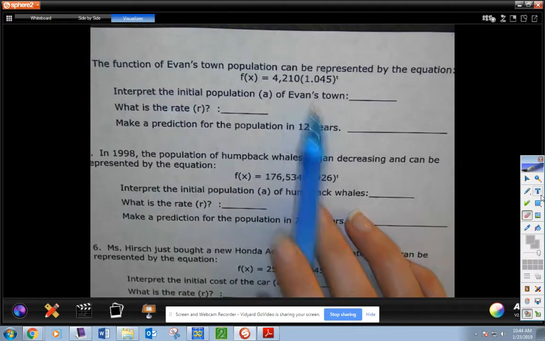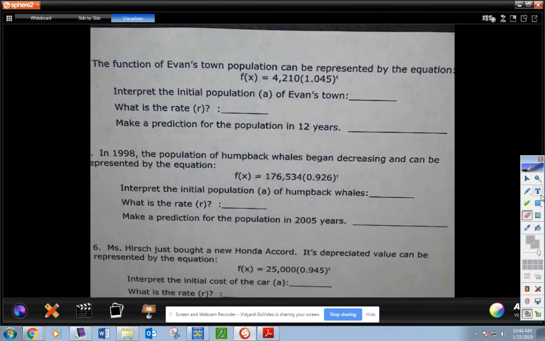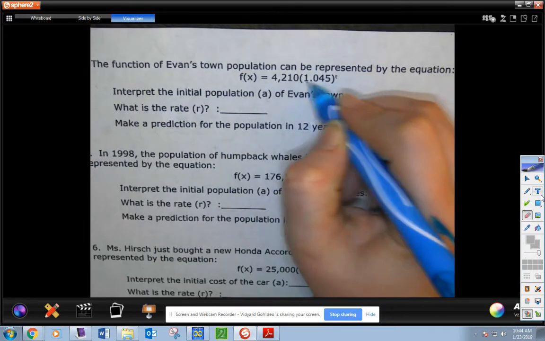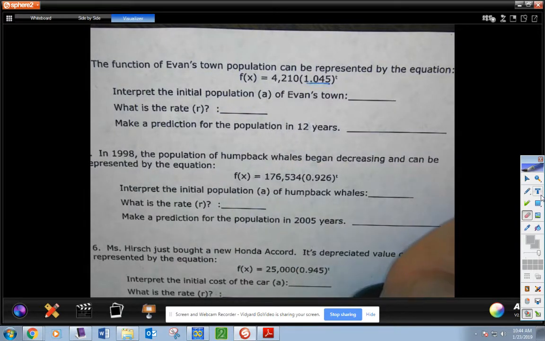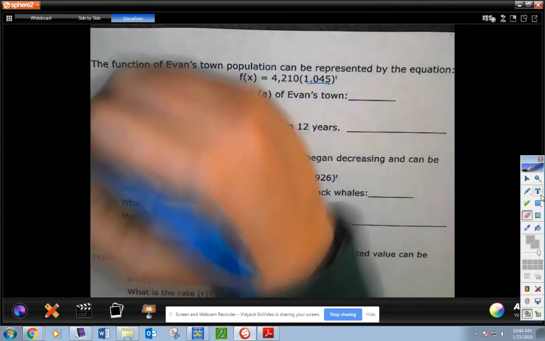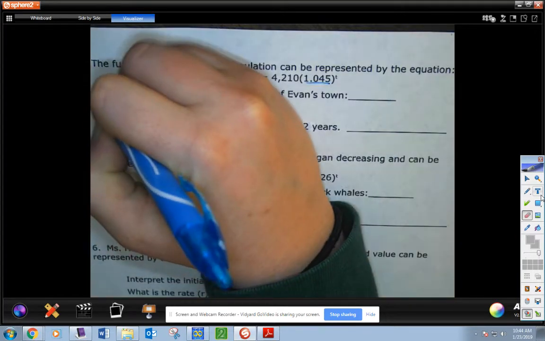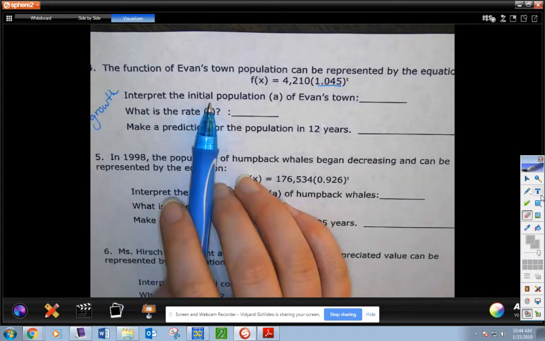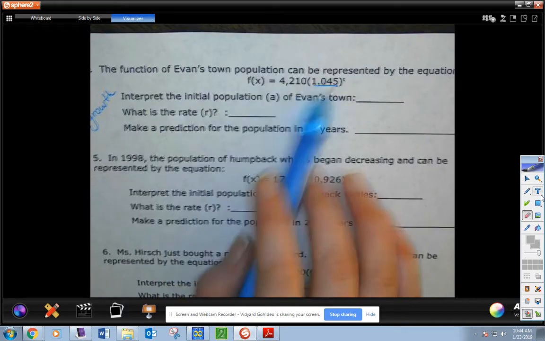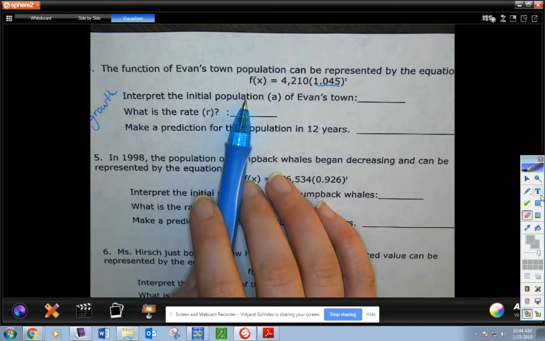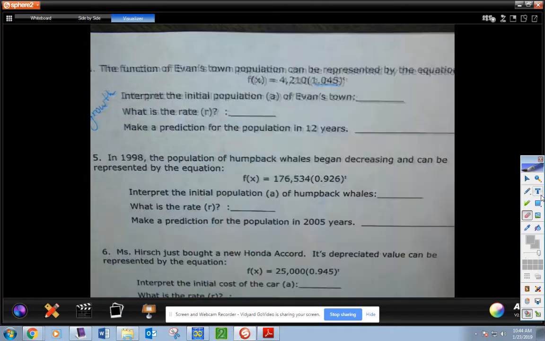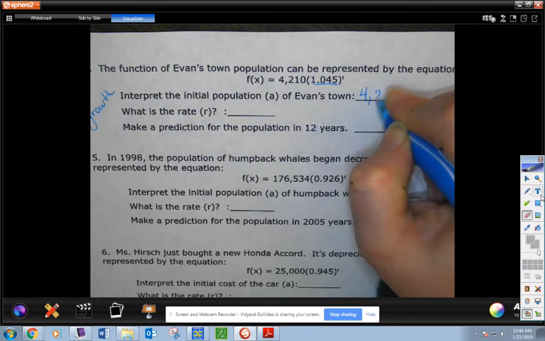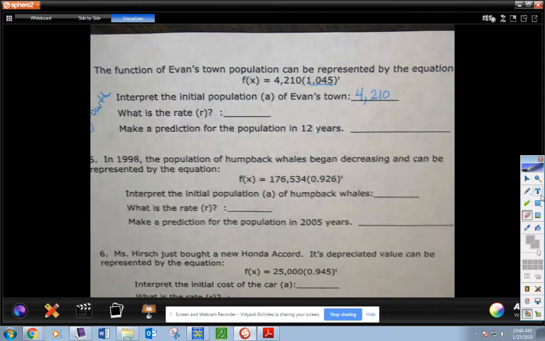I made them tell me if it was growth or decay. The way you figure it out is you look at this decimal. If the decimal is greater than 1, it's growth. If the decimal is less than 1, it's decay. So this is growth. So I want you to just go ahead and write growth on the side. Okay, they want me to find the initial population. Well, since it's in the equation, we know that the initial population is in A's spot. The number that's in A's spot is 4,210, so that's my initial population.